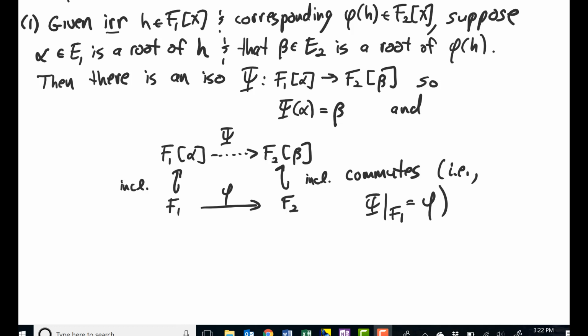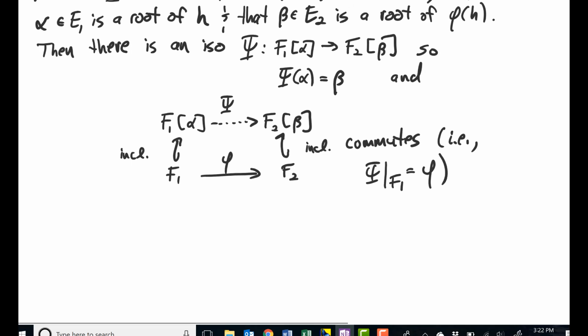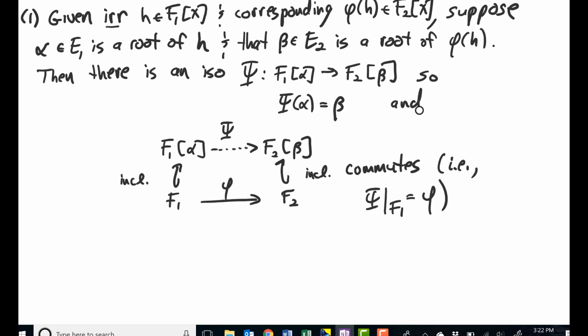All right, so I wrote down here sort of the equation that says commuting. If you think about it, it just means if you take this top row psi and restrict it to the constants, F1, you should get phi. That's all it means. All right, and of course psi had to be an isomorphism, and it took the alpha to the beta. All right, that's part 1. There's a part 2 that's about as long as this, so let me leave this up just a second so you can get it.